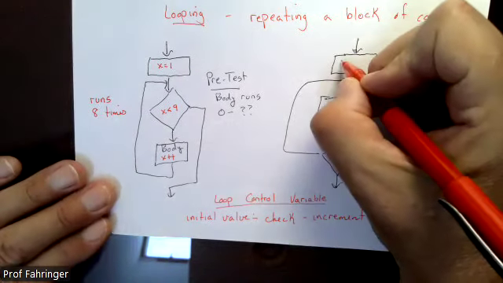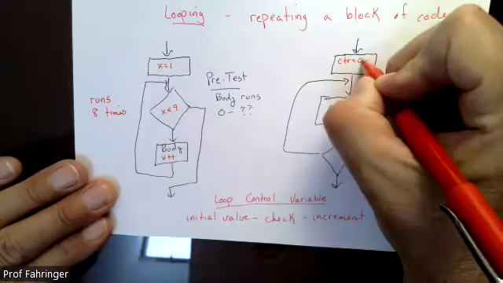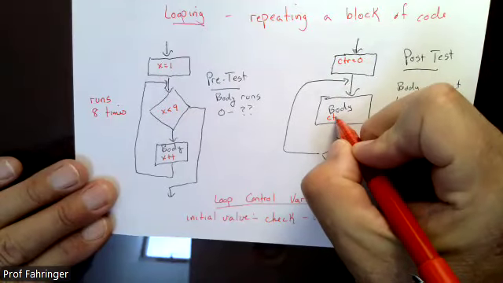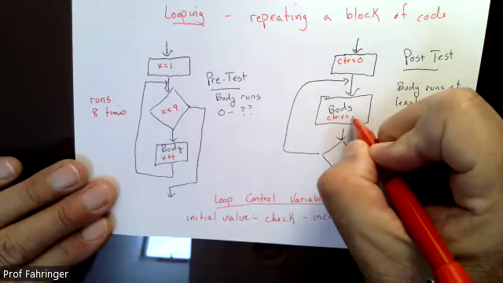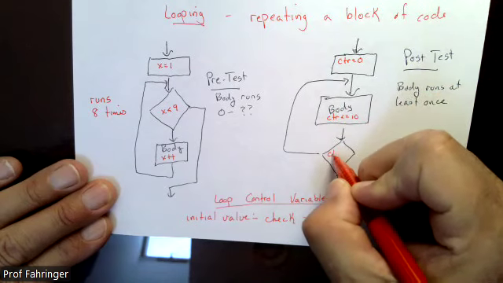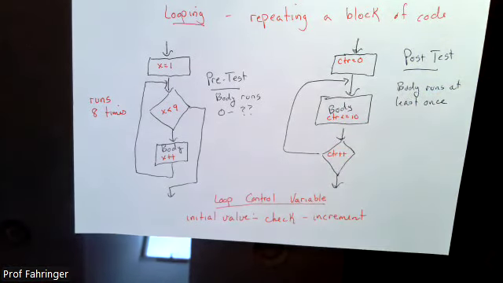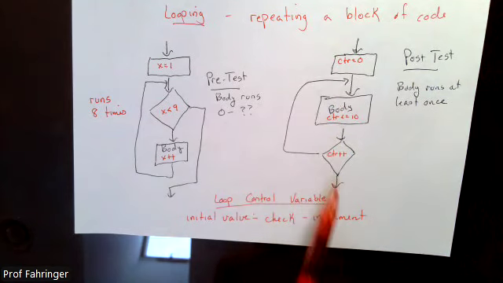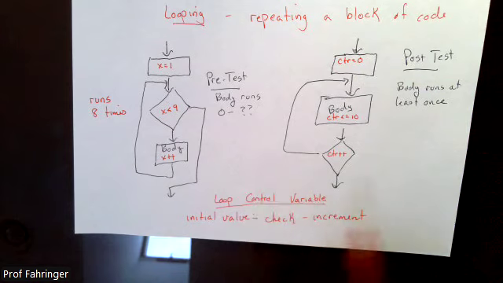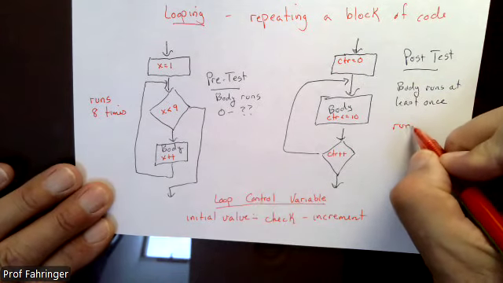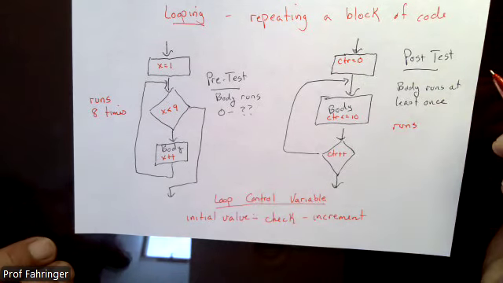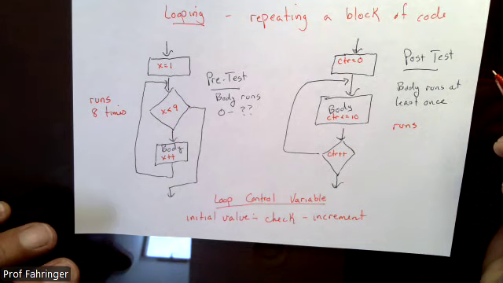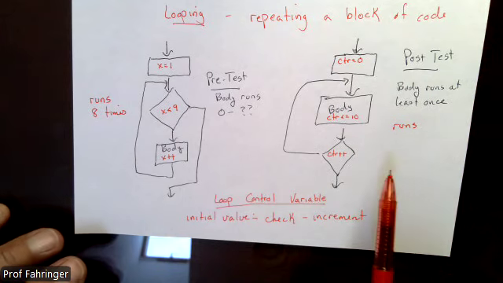How about this one? Counter equals 0. Counter is less than or equal to 10. Counter plus plus. This body runs at least once, may get out after that. This loop runs how many times? 9 or 10. Right? Careful.